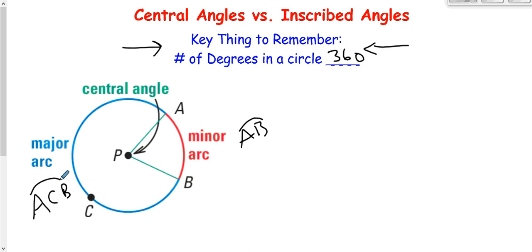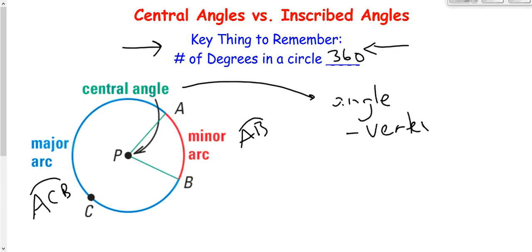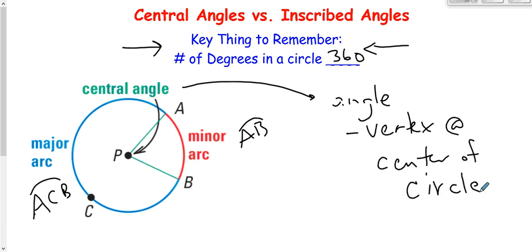So let's talk about the central angle. What makes this a central angle? Well, not too crazy here, but the angle's vertex is at the center of the circle. So anytime you see a circle like this, and that dot is right in the center of the circle, that's going to be a central angle.